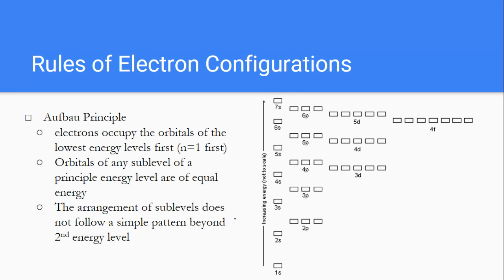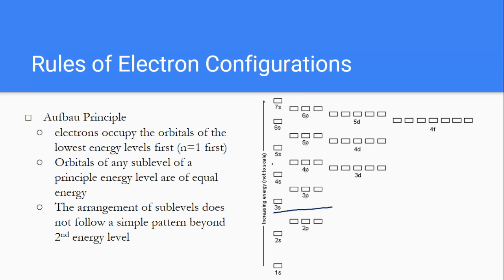Which is getting at this last statement: the arrangement of this does not follow a simple pattern beyond the second energy level, which is right here. If you just wrote these down, you would probably expect that everything in the 1 would be all together, everything in the 2 would be all together, and everything in the third energy level would be all together. But if you look at this, you can see the fourth is spread out. Here's 4s, 4p, 4d, 4f. In between that is 3s and 5s, and it's kind of crazy. It really is all over the place. The good news is you don't have to memorize this. I will show you a trick for how to do it.